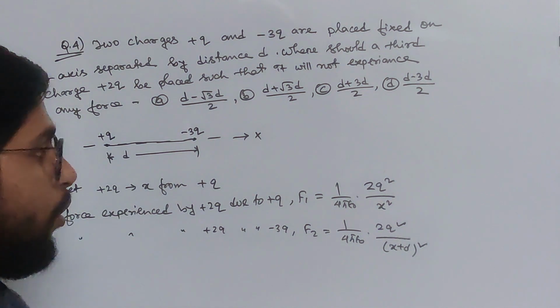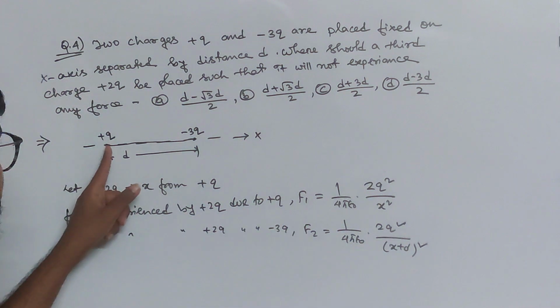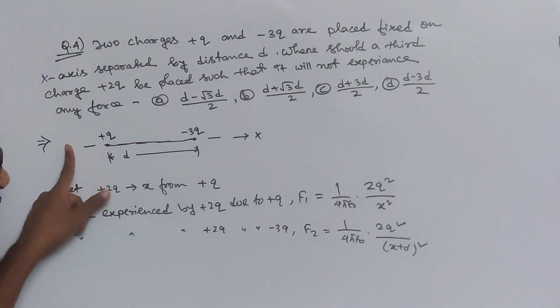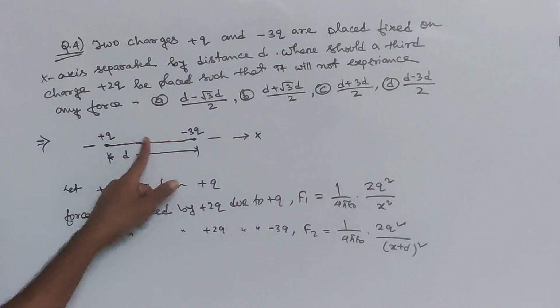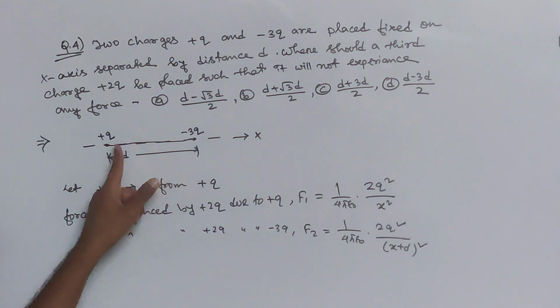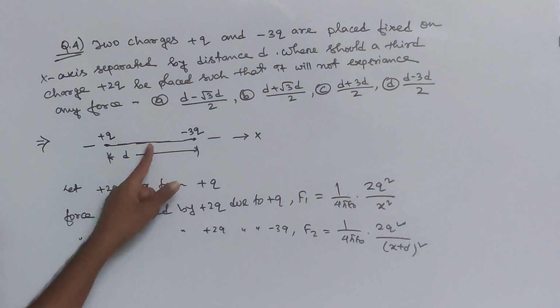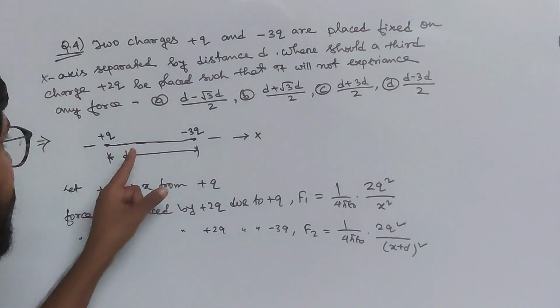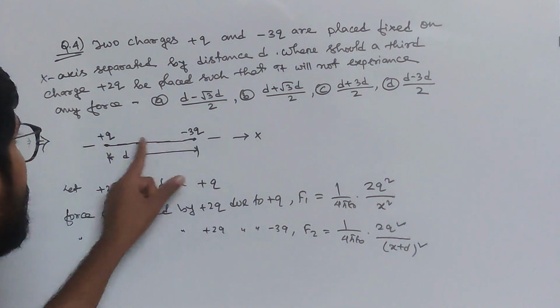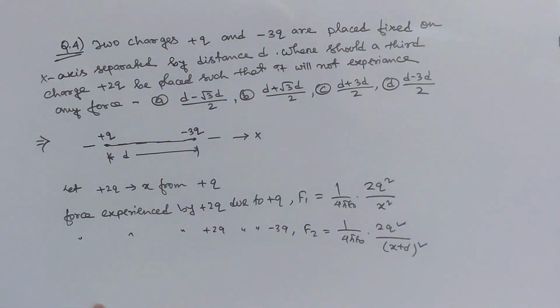Now you may ask why it is x plus d. Why should I put the charge in this direction? Why cannot I put this charge in between these two? What will happen if I put it in between? First of all, you cannot put this plus 2q charge in between plus q and minus 3q.